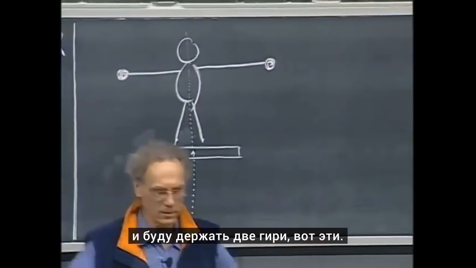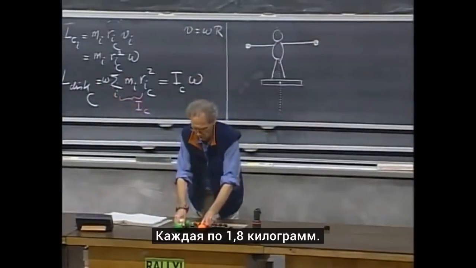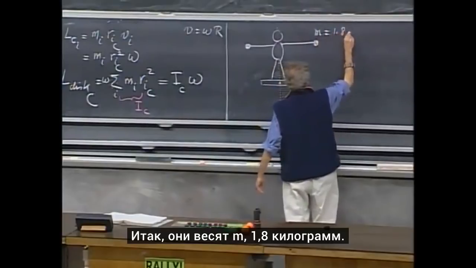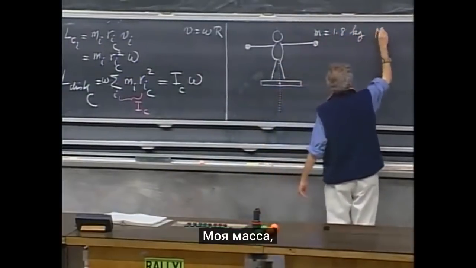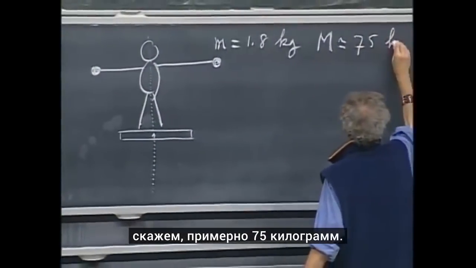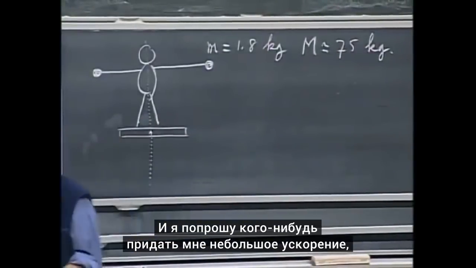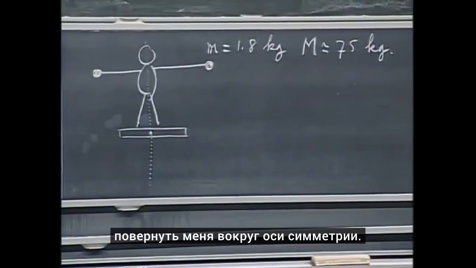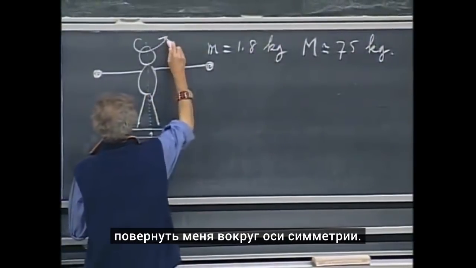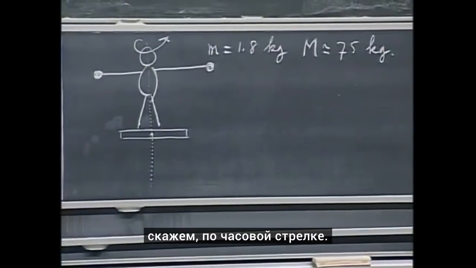two weights, these two. They're each about 1.8 kilograms. So these weights M, 1.8 kilograms. My entire mass, including the turntable and my body, let's say, is about 75 kilograms. And I'm going to ask someone to give me a little twist to rotate me about this axis of symmetry. Rotate me, say, if you look from below, let's say I'm being rotated clockwise.